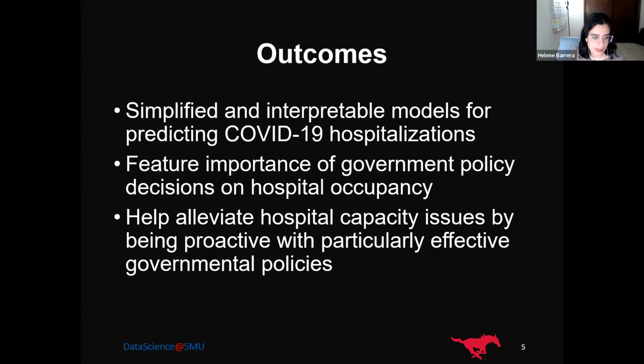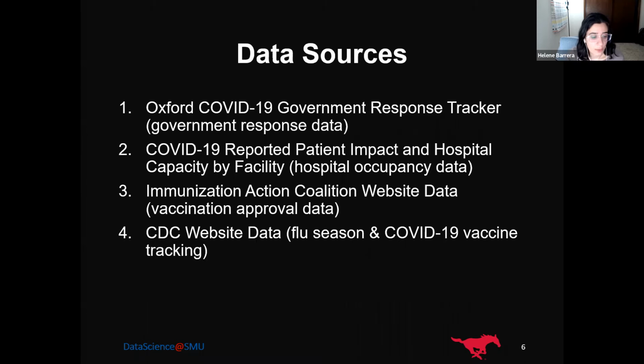effective government policies. We used the Oxford Government Response Tracker data for most of our government policy features. The data was collected on a weekly basis by volunteers internationally. The policy features include things like mask mandates, school closings, stay-at-home orders, as well as vaccination policies.